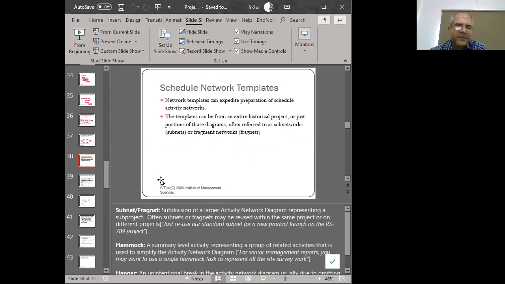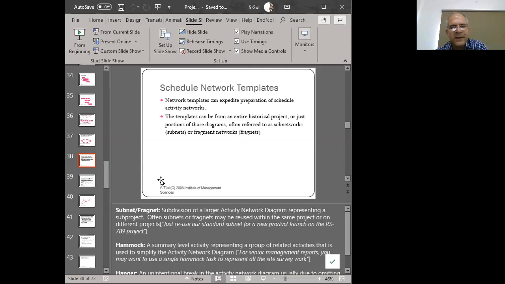Now we can have templates as well, right? So templates will help us to develop our diagrams faster. So if we have a learning organizational type of a thing going on and we've got lessons learned and documents of previous projects with us, then we can take their network diagrams, either pieces of it or the entire diagrams, and use them and recycle them, so to speak, and that basically forms for us a template.